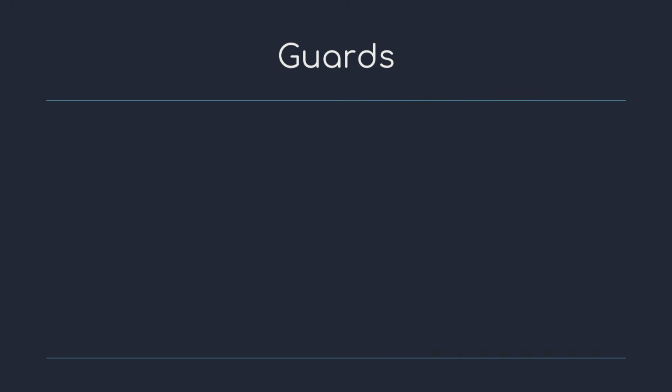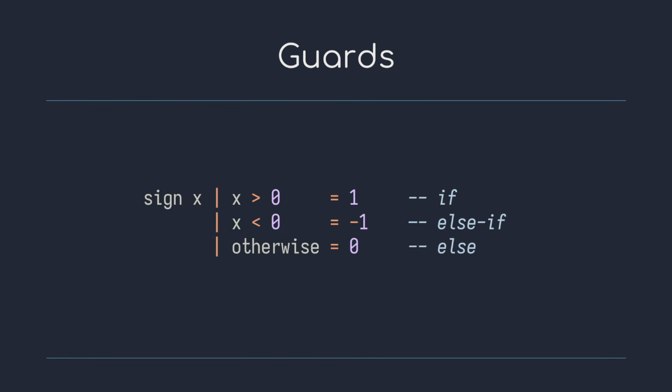This is another bit of syntactic sugar that represents an else if chain. This function will return the sign of a given number. Each pipe symbol represents a case, where on the left of the equal sign we have a condition, and on the right the expression to evaluate. Otherwise is like the else block here. It gets evaluated when all other guards fail to match.